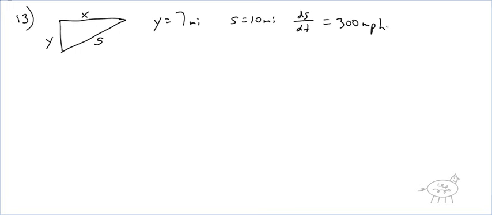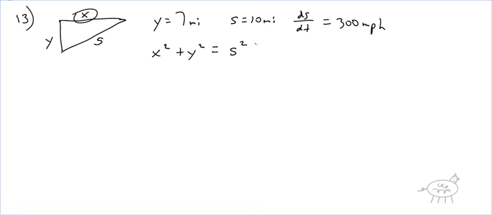Okay, and so then what I'm looking for is the speed of the plane. That's actually dx dt, isn't it, or the change in speed of the plane? Okay, because the plane is flying horizontally, and that's why it's dx dt. All right. First of all, I need to relate these guys together. So x squared plus y squared equals s squared.